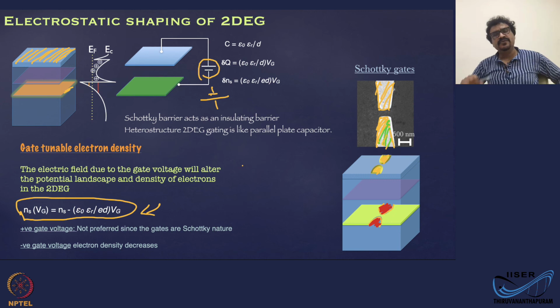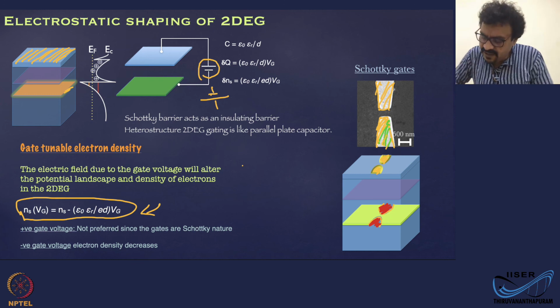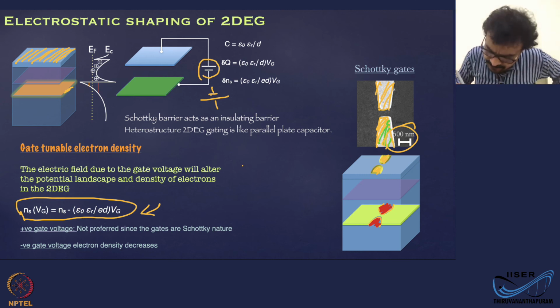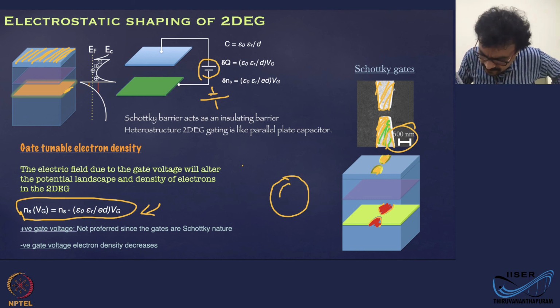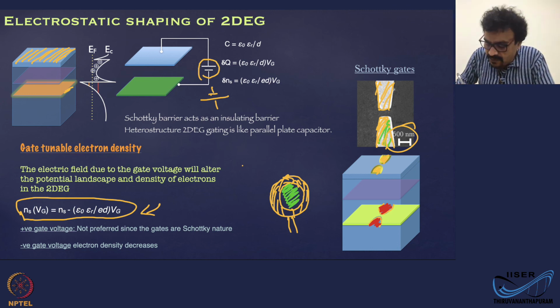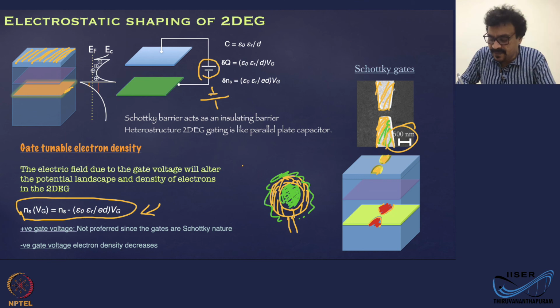So if you deposit gates at the nanoscale, for example, here what you have is 500 nanometers, that is the scale. So you get a 500 nanometer constriction. If I deposit a gate of this shape, which is what we discussed, then in the sheet you get electrons here, and you get electrons outside, but no electrons inside. Now you have an annular region where there are no electrons.